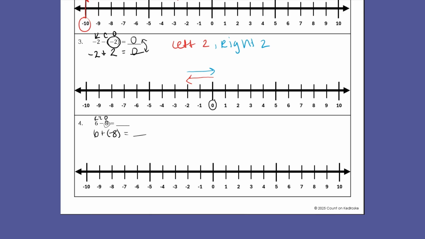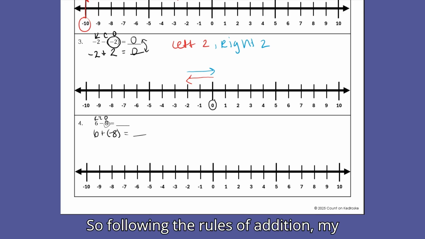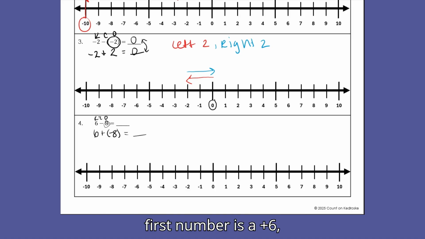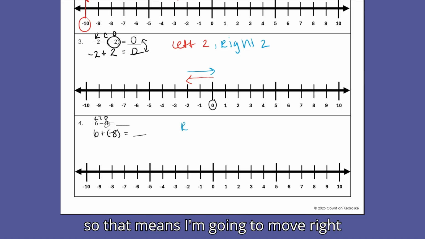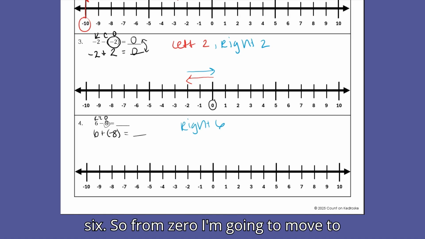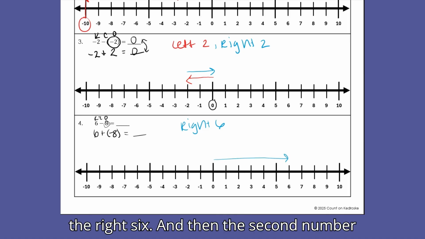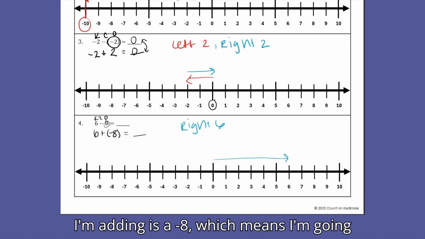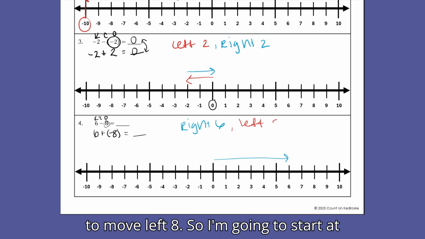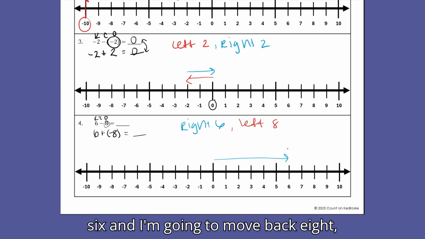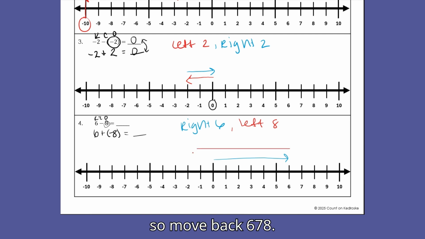Its opposite. So following the rules of addition, my first number is a positive 6. So that means I'm going to move right 6. So from 0, I'm going to move to the right 6. And then the second number I'm adding is a negative 8, which means I'm going to move left 8. So I'm going to start at 6. I'm going to move back 8. So move back 6, 7, 8. And where I land is negative 2.